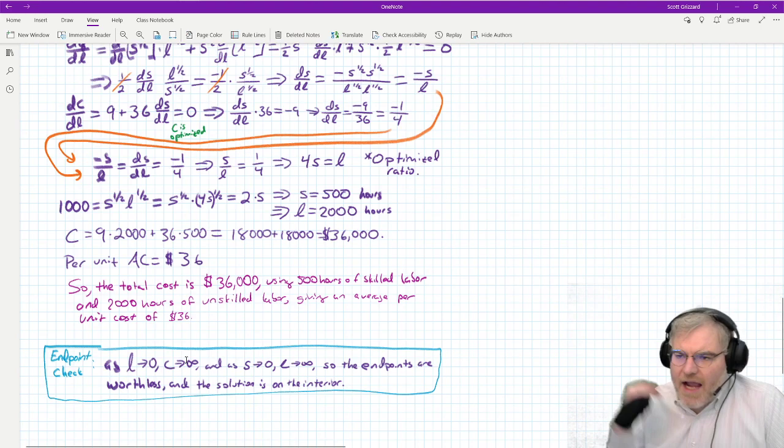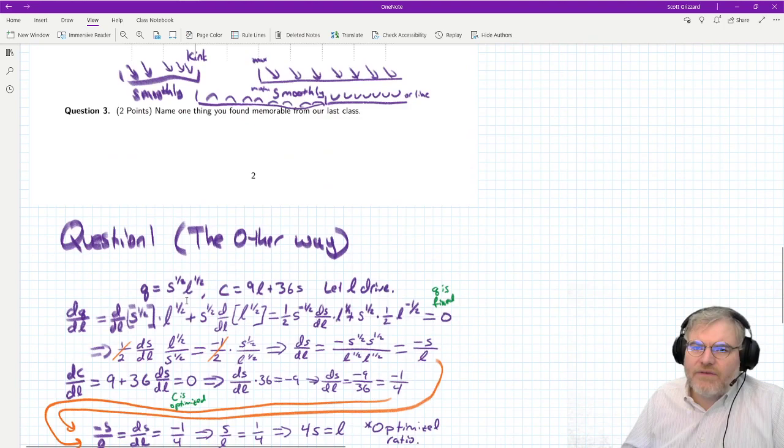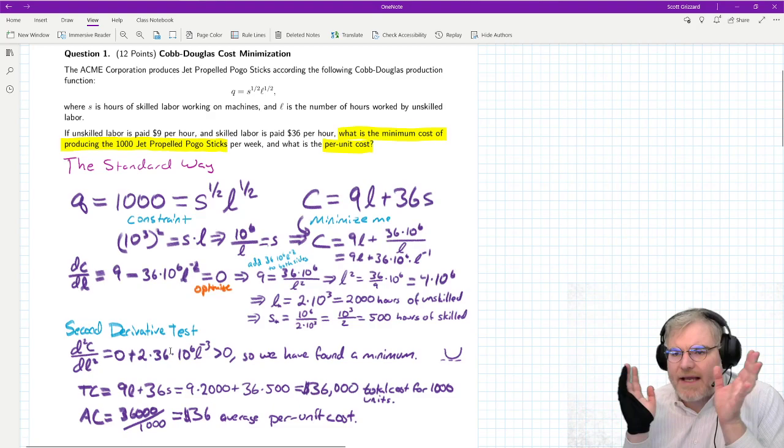I could have done a first derivative check. I didn't do that. Or I could have done a second derivative check, and the second derivative test is right here. So I had to pick one of them. I don't care which one you did, but you had to pick one of them. Okay.